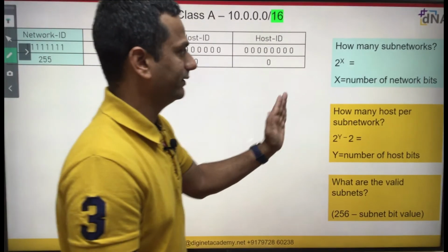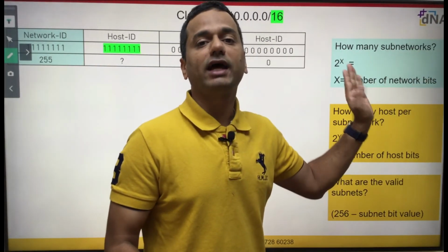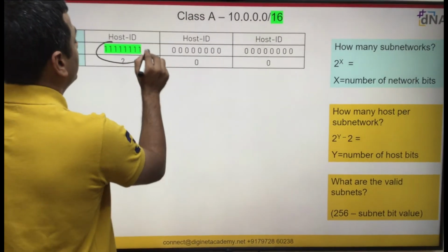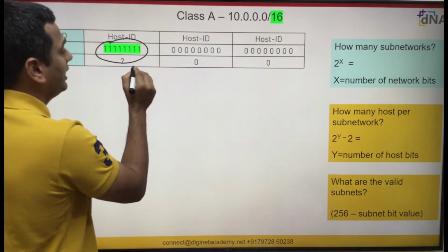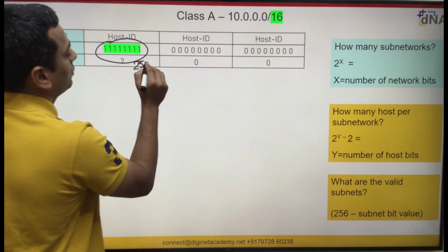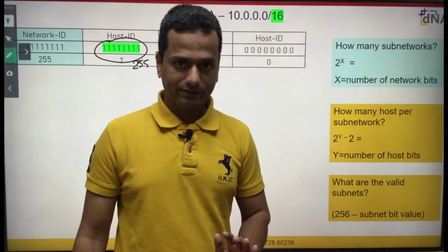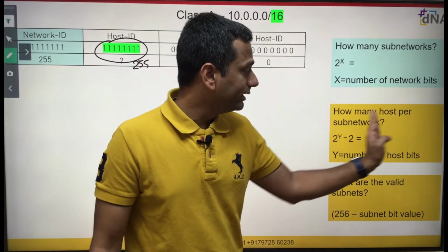Okay, let's start with how many subnetworks. 2 raised to power x means number of subnetwork bits. How many subnetwork bits do we have? Total 8 bits. So what is the value of these 8 bits? 255, right? So our subnet mask is 255.255.0.0. Got it? Perfect.